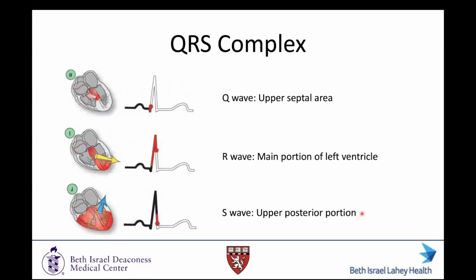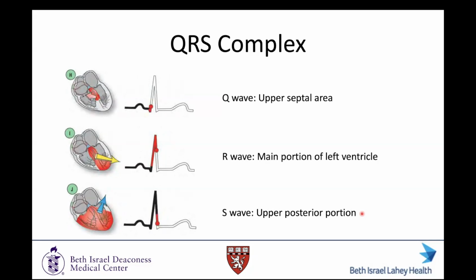So starting with the QRS complex, I want us to go back to something we covered in our last session. The QRS complex is firstly made up of the Q wave, which represents depolarization of the upper septal area, and this is sort of traveling towards the right side. Then we have our R wave, which is depolarization of the main portion of the left ventricle, and then the S wave, which is the upper posterior portion.